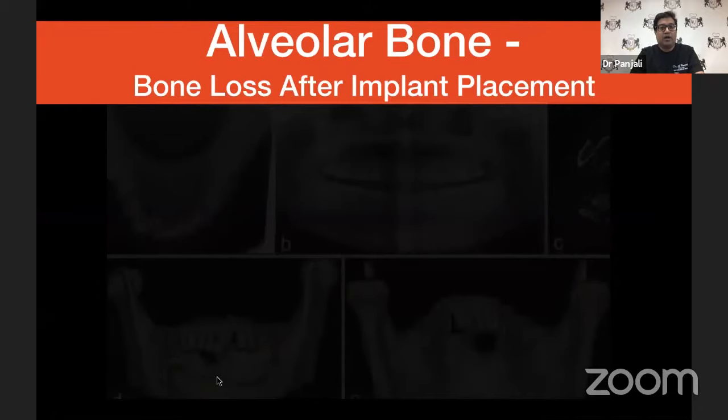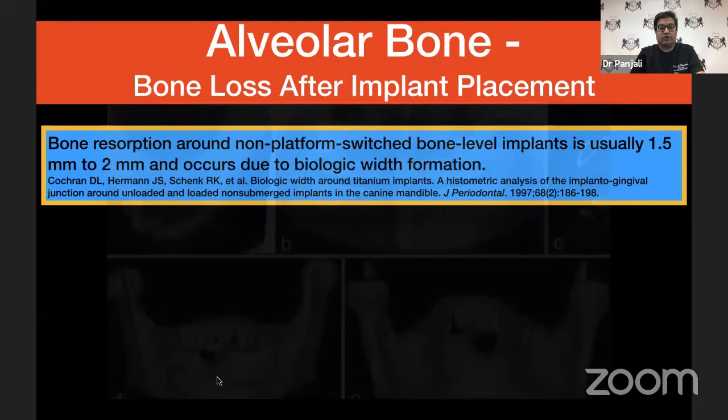So alveolar bone loss after implant placement, this is a great question. Alveolar bone loss also starts to happen after we place implants. And there are some good reasons for it.